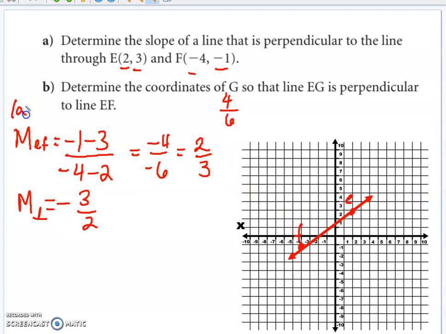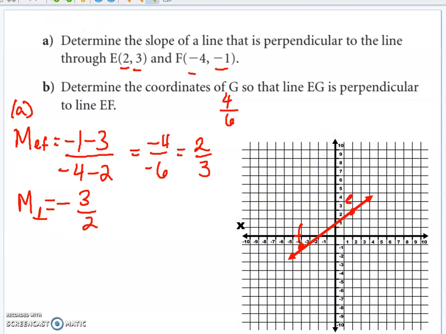So B is definitely the challenge one here. Determine the coordinates of G so that the line EG is perpendicular to the line EF. For instance, I want to create a line going through E that is perpendicular to the line EF. Okay, that's the goal. So I want to find one other spot anywhere on this green line that exists there. And we're going to call that the point G.